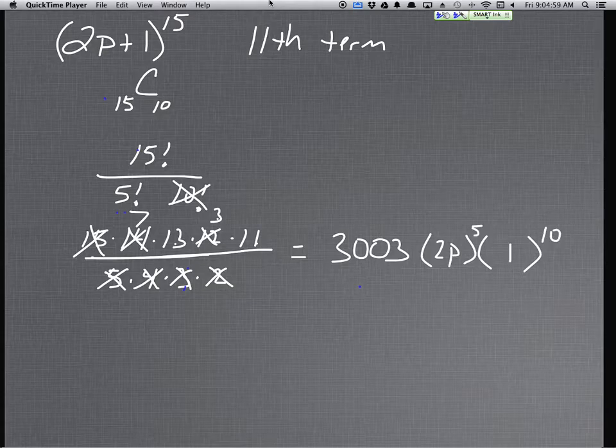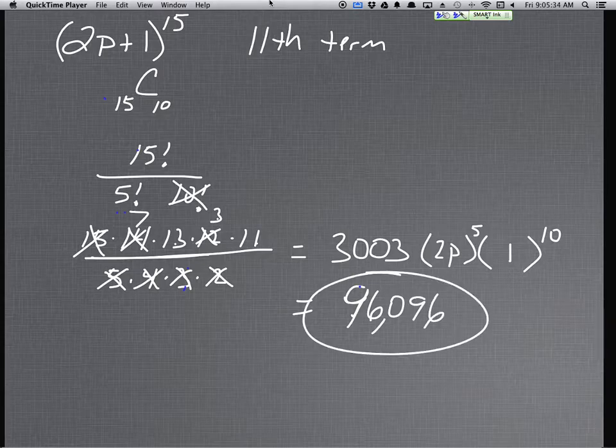Whatever the bottom numbers are, the first fraction, that's what it is? Right here. Yeah, when you write the fraction right here, whatever these two bottom numbers are, those are my two exponents. So to get the coefficient that I'm looking for, I need to do 2 to the 5th times 3003. So somebody do that for me. Just a second. 96,096. And 96,096 will be my answer. That's the coefficient of the 11th term.